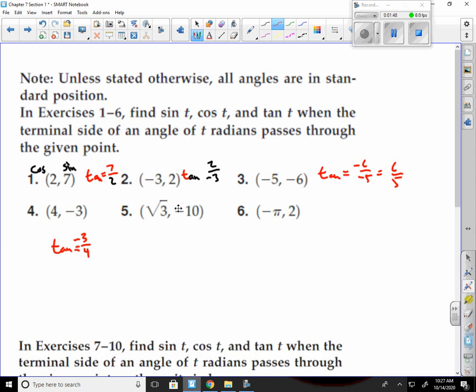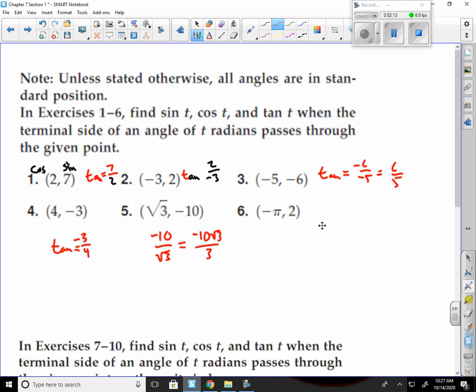Number 5, we got sine over cosine. That's negative 10 over the square root of 3. Can't leave a square root in the denominator, so you rationalize it, which means you multiply both the top and bottom by the square root of 3. Easiest way to remember how to do that is the top gets the square root of 3. The bottom stays as whatever was inside the root.